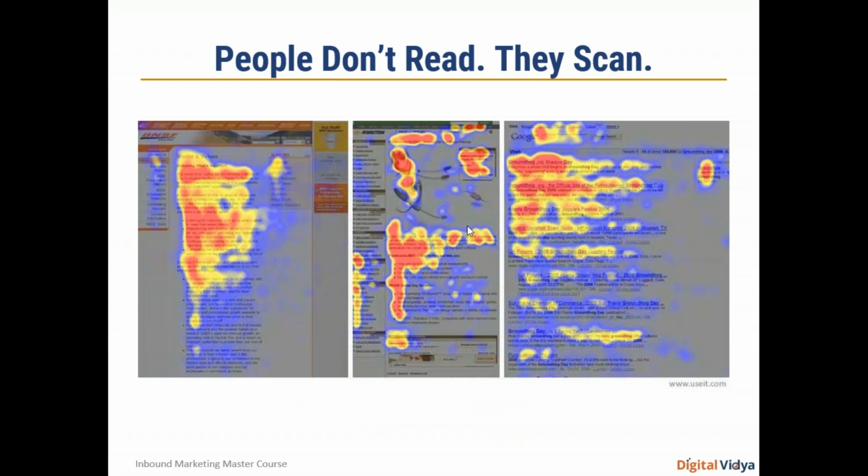Second example, people don't read, they scan. We human beings don't read nowadays, we scan through the information. And there are tools which help you gather this data. Have you heard of this tool called heat map? So today I'll be taking you through heat map also.